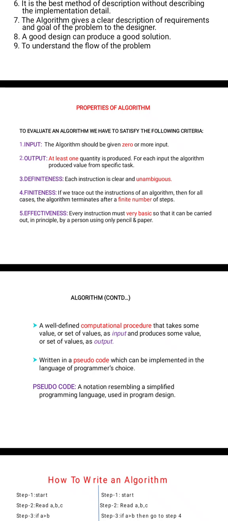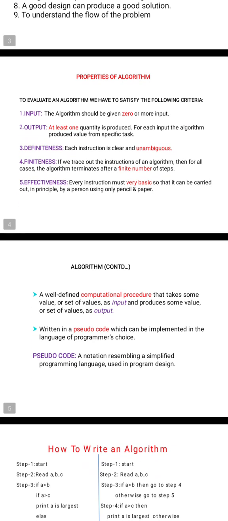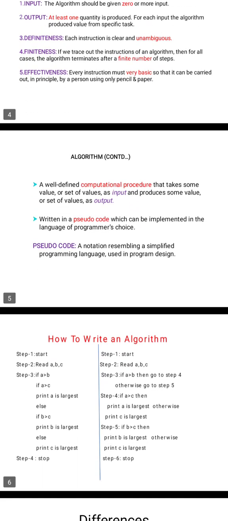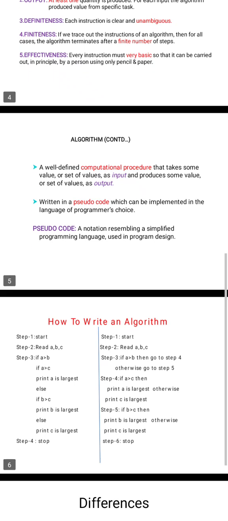Finiteness means if we want to write an algorithm, we need to write the instructions, and the instructions should be terminated at some point. The termination should decide the number of steps. And the last one is effectiveness. Every instruction must be very basic so that it can be carried out in principle by a person using only pencil and paper. Coming to the algorithm, it is a well-defined computational procedure that takes some value or set of values as input and produces some values as output.